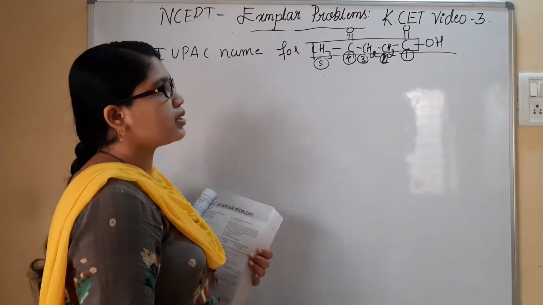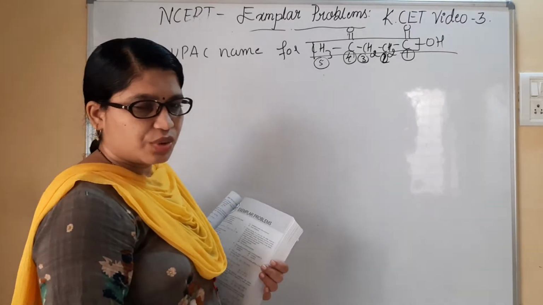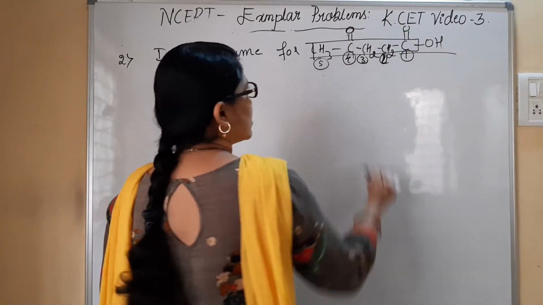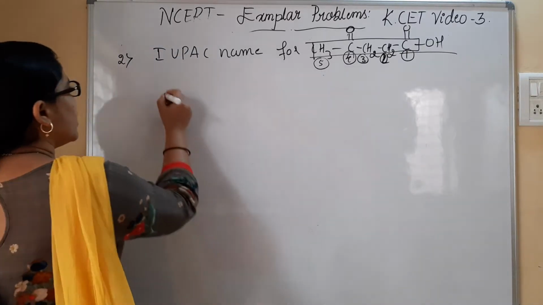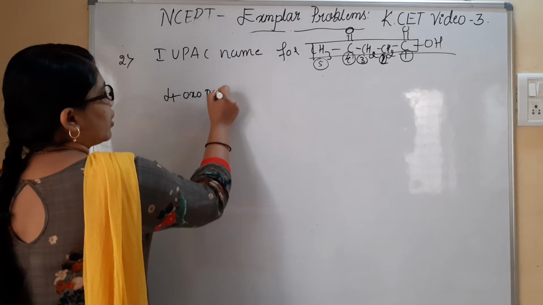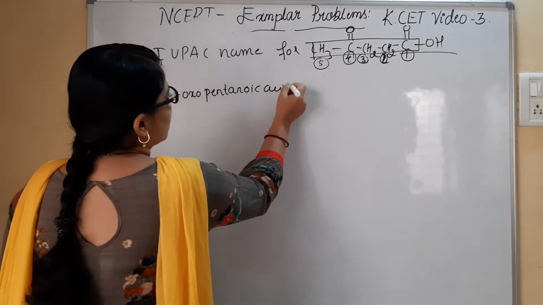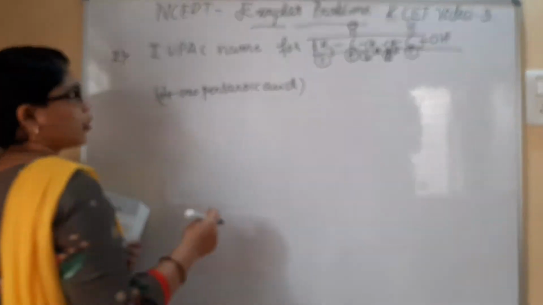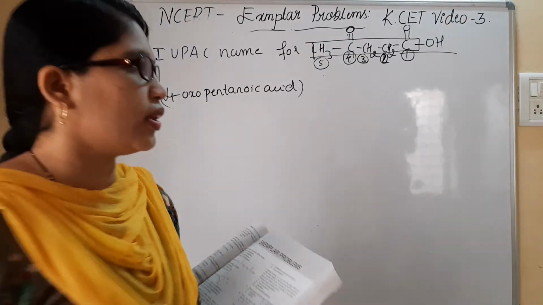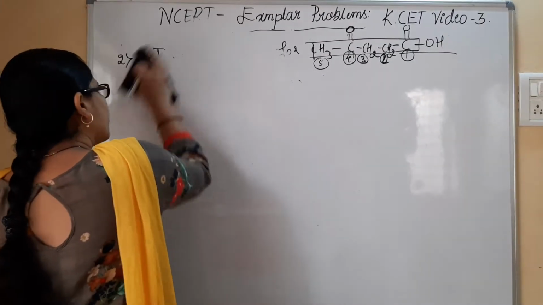In the sense it has the functional group carboxylic acid, so we can call it pentanoic acid. But at the fourth carbon atom you can see here that oxygen is directly bonded. So what will be the name of this molecule? 4-oxo-pentanoic acid. Okay, this is the correct option. Out of 4 options, you have to choose the correct one. Like this, we have to solve the exemplar problems. Let me consider the next one here.